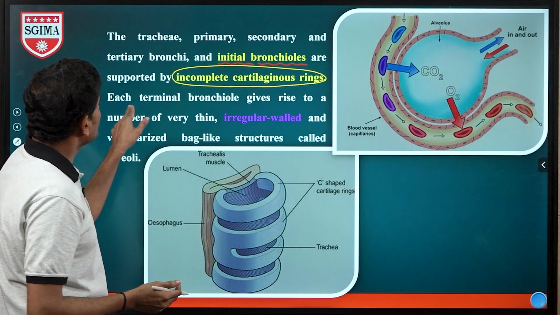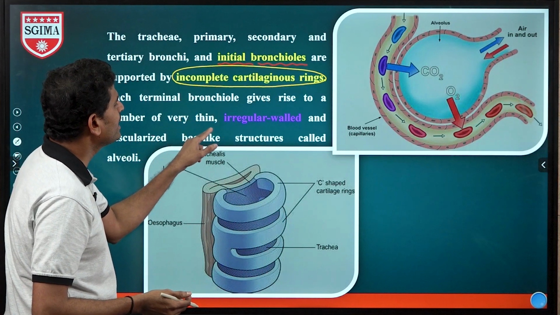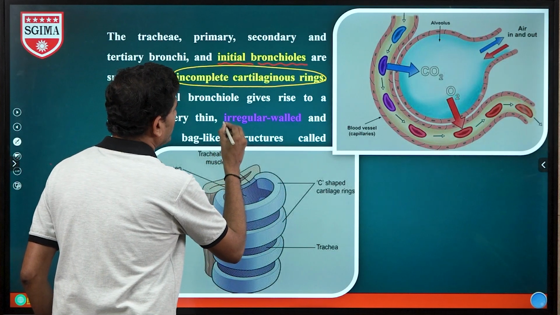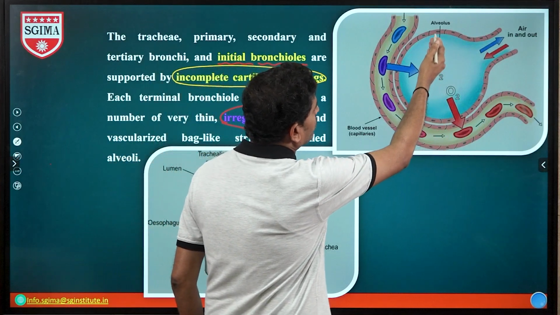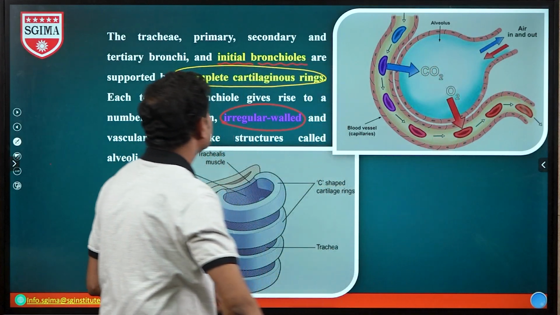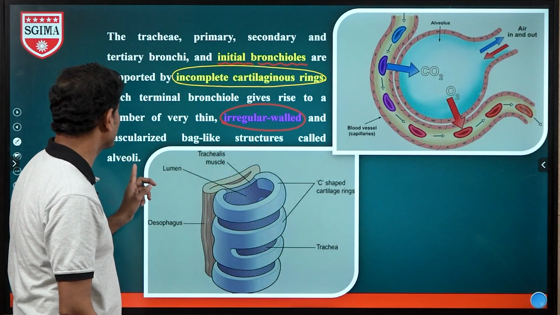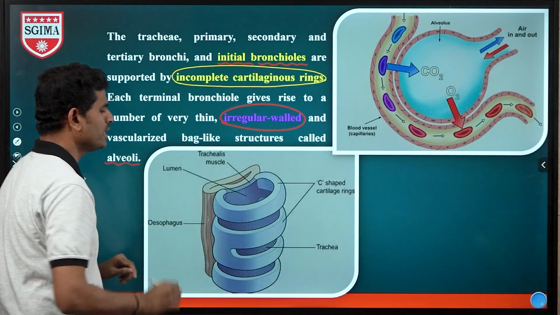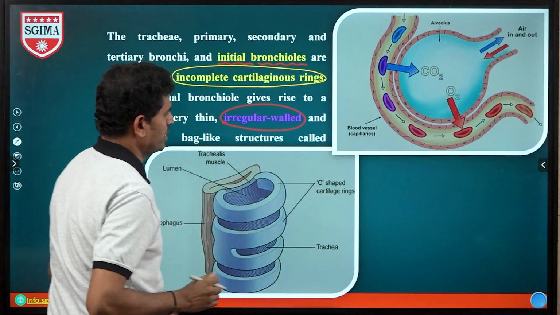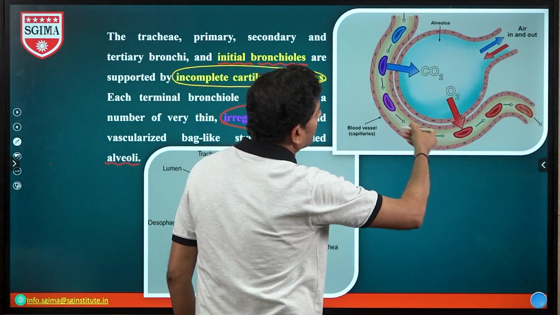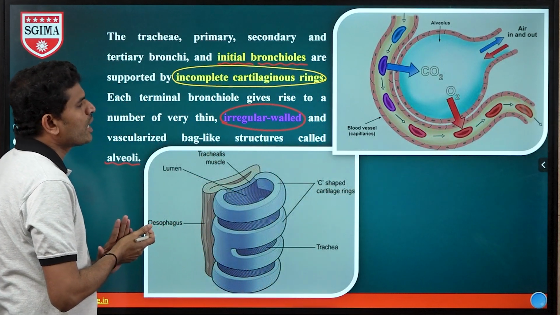Next one: each terminal bronchiole gives rise to a number of very thin, irregular-walled structures. This point is also a little important. Generally we think, looking at the diagram, that alveoli have a regular surface, but NCERT gives that this is an irregularly walled and vascularised bag-like structure called alveoli. So the alveolus has an irregular surface, and it is a bag-like structure surrounded by a number of blood capillary networks, that is, vascular tissue. So these are the points we have to remember here.